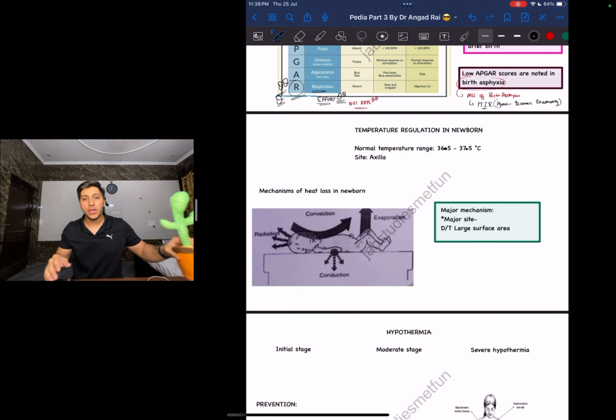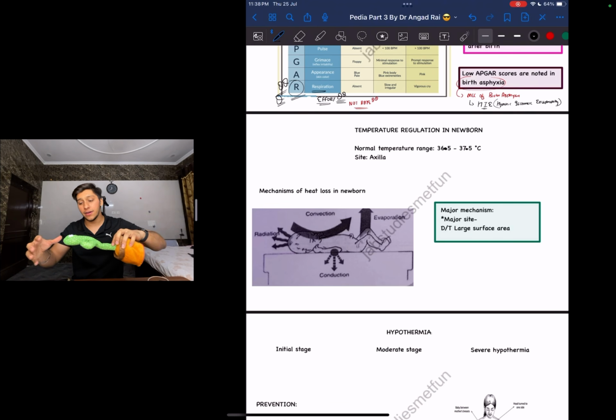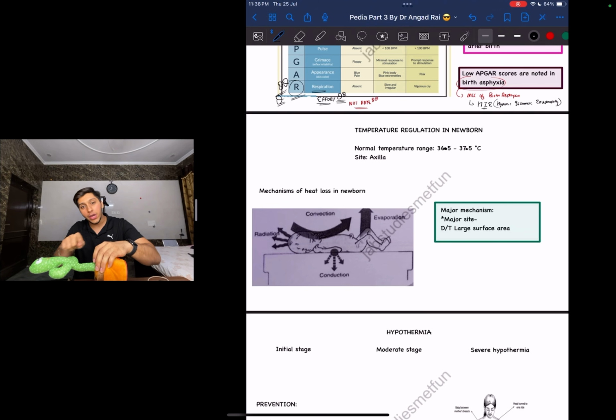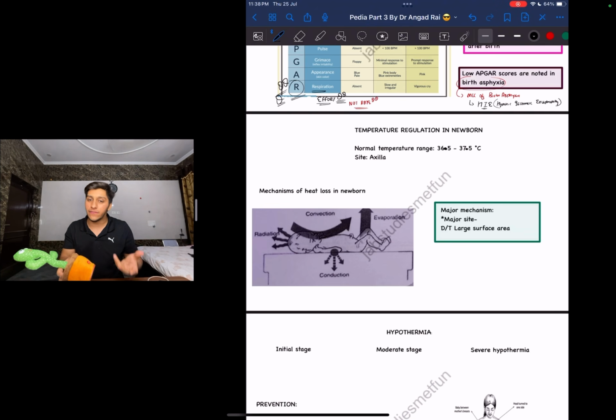So what did I say? If it is going through a large surface area, radiation. If it is through contact, conduction. If through air, that is convection. And if because of water vapor, that is evaporation.